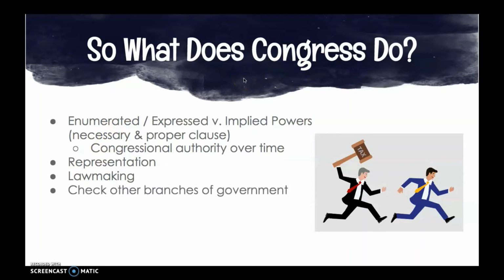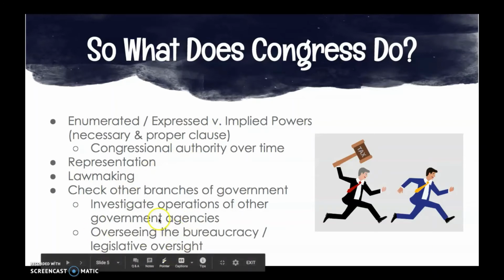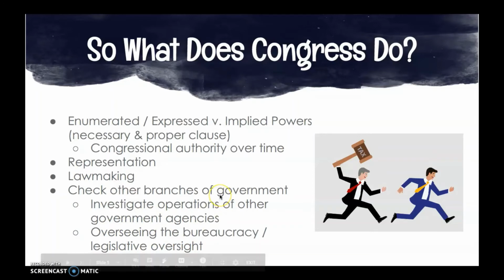And Congress also checks the other branches of government. That is one of the biggest things that it does. And we've talked about checks and balances, partly here investigating operations of other government agencies, overseeing the bureaucracy through the budget, creating agencies themselves, conducting investigations and hearings, conducting legislative oversight. So these are checks on other branches of government, and we will actually see how Congress interacts with these other branches as we move through this unit.